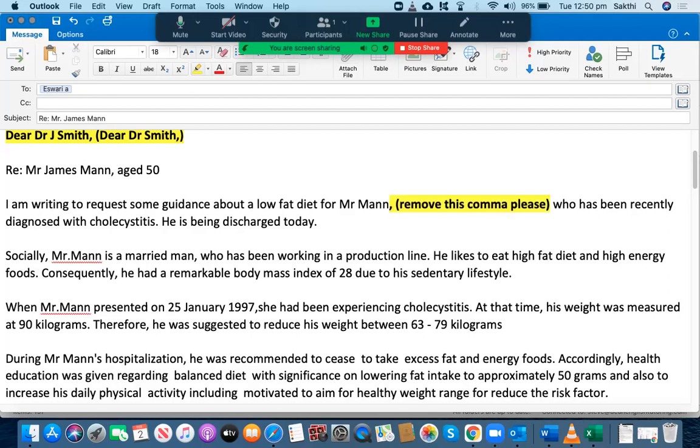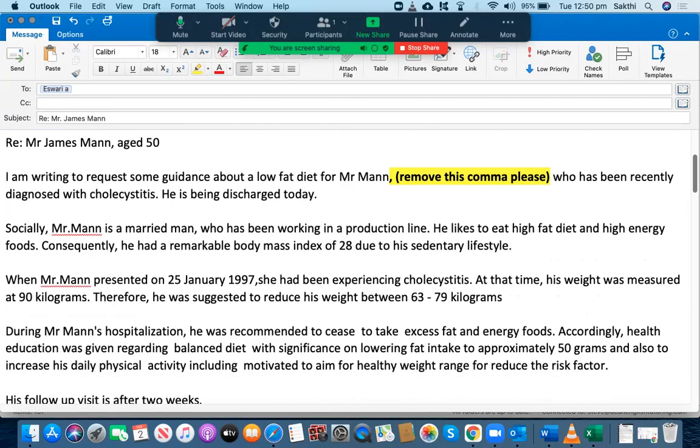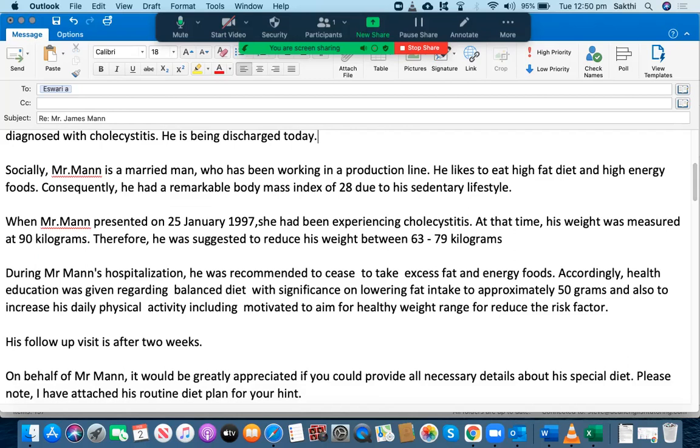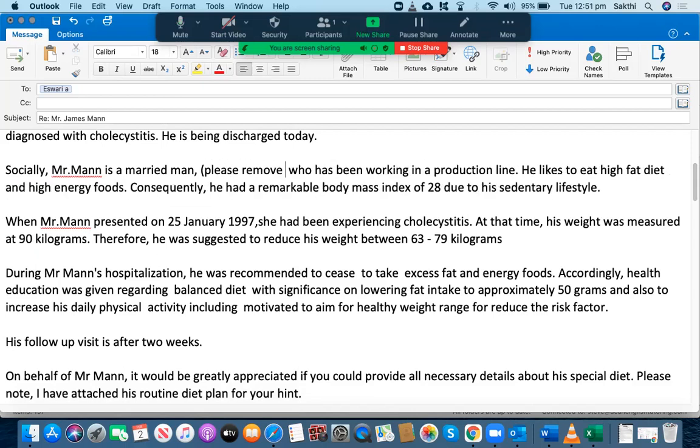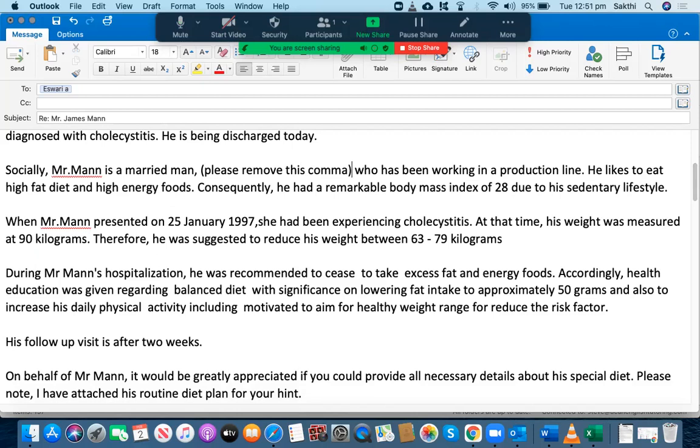Okay, let's go to the next one. He is being discharged today. There are no other mistakes here, so it's good. Let's go to the next paragraph. Socially, Mr. Mann is a married man who has been working in a production line. Well, she doesn't need to place a comma here because you're not adding additional information after this production line. So it's better to avoid this. Please remove this comma.